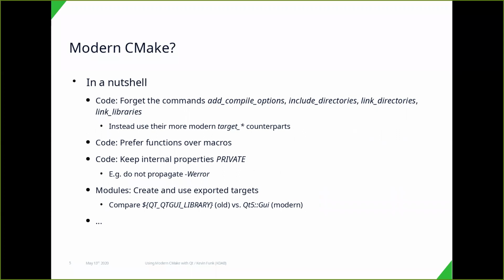So what is this thing we call modern CMake? Also just diving into that very quickly. In a nutshell, forget about all the commands you've learned or used in the past, like add_compile_options, include_directories, link_directories, and link_libraries. Instead, embrace using the modern variants. They all start with a target prefix, and they operate on an individual target, while the other ones basically just change the state of the currently processed CMake folder, like where the CMakeLists.txt file is located.